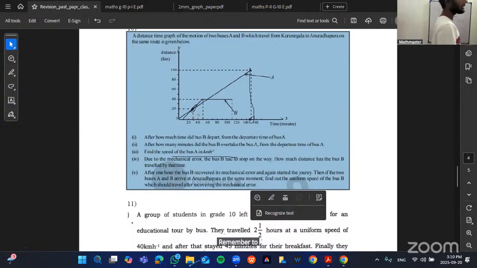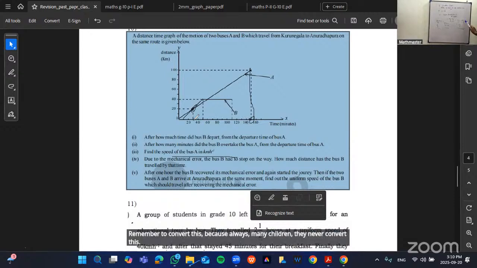Remember to convert this, because many children never convert these units. They just write the answer and get the answer wrong. Please see the units, read this unit and highlight this unit. Kilometers per hour, they are asking.